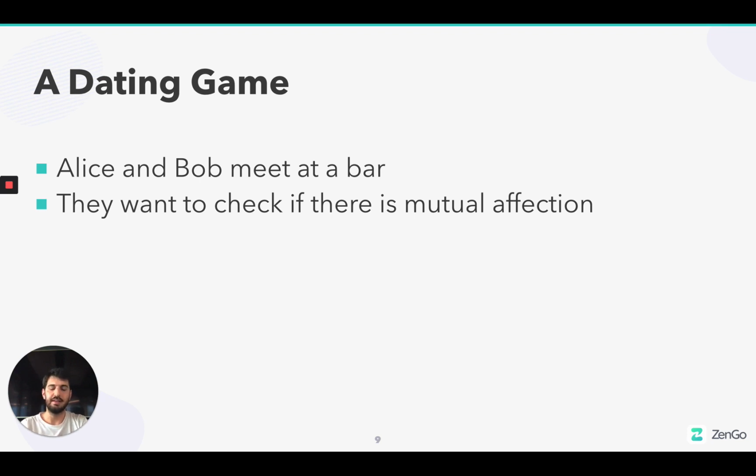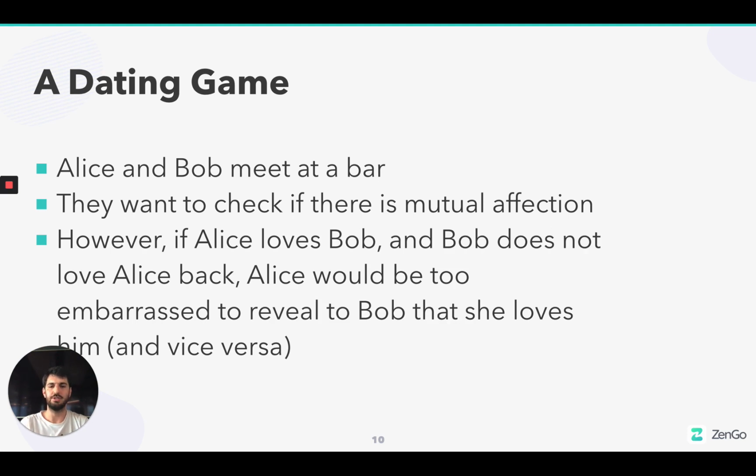But there's a catch, right? So let's look at the following situation. What happens if Alice loves Bob, but Bob does not love Alice back? This may turn out to be very embarrassing for Alice to reveal to Bob that she loves him. So let me explain what we're trying to avoid here from Alice's perspective. Alice loves Bob in this specific case, and what it means is that of course she can tell if Bob loves her or not. But because Bob does not love her, we want to avoid the situation that Bob can tell if Alice loved him or not, such that we can avoid the embarrassment.